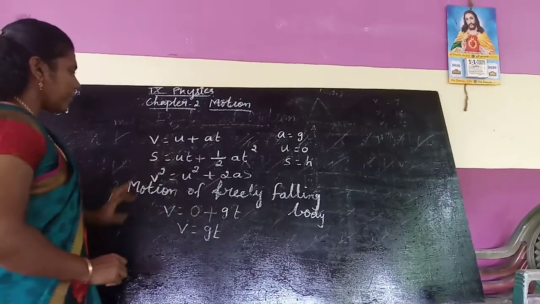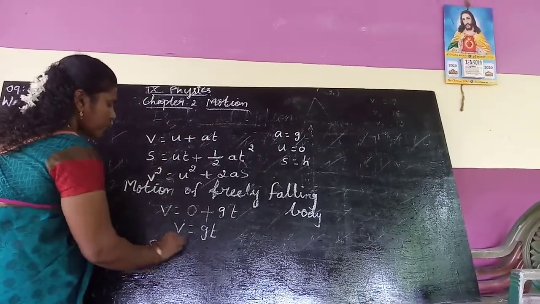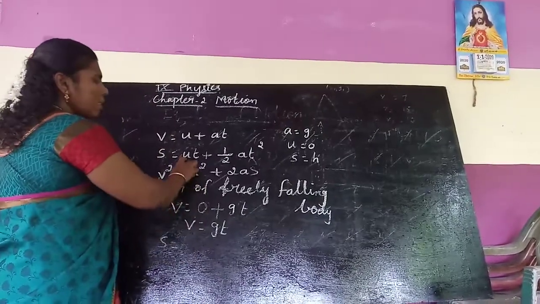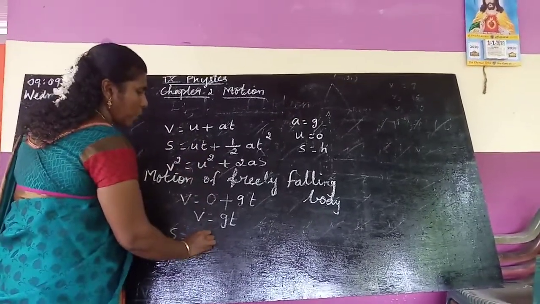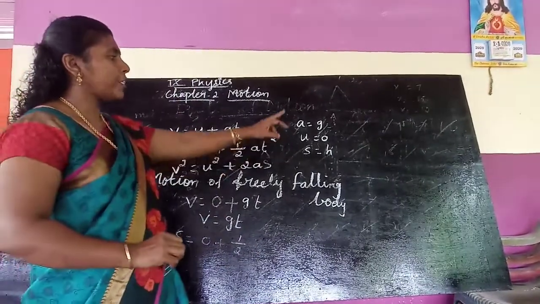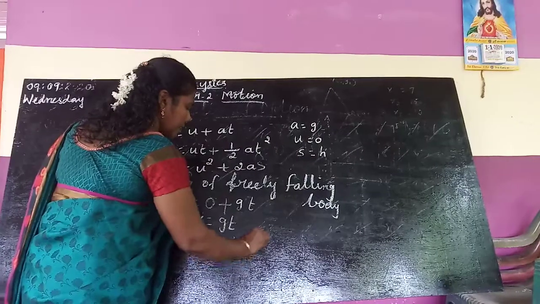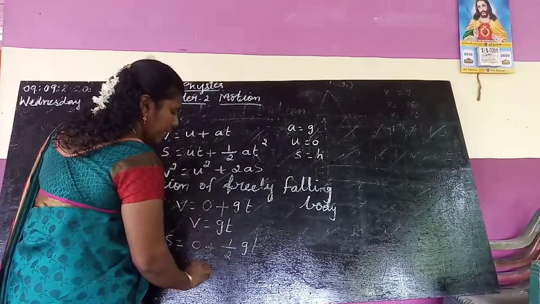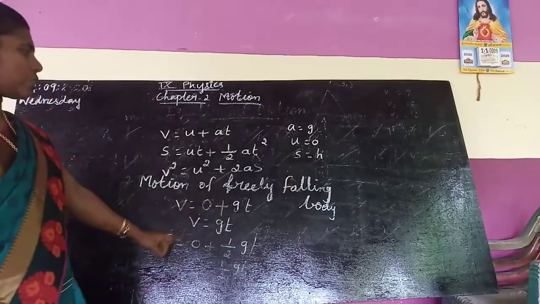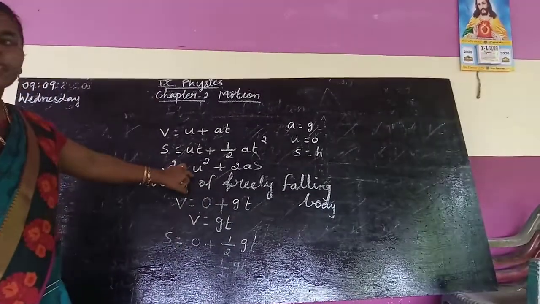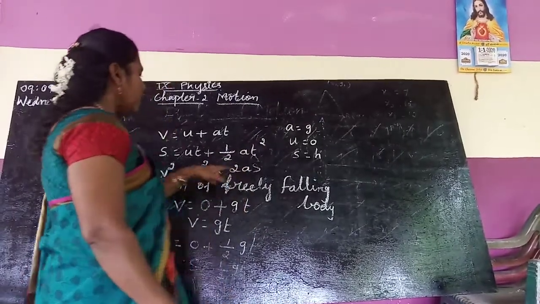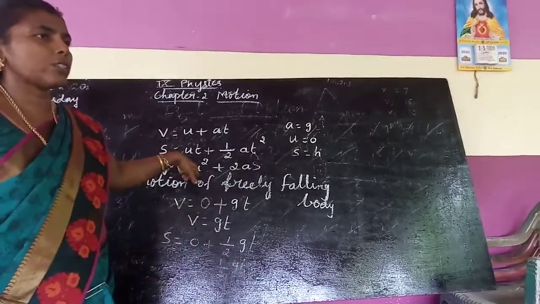Now, the second equation, s equal to, what's the value of u? 0. Initial velocity 0. So 0 into t, that is 0, plus half, instead of a, what do we have to write? g. So the second equation, s equal to half g t square. Like that, the second equation changes. Then third equation, v square equal to u square plus 2as. So instead of u, you have to write 0.